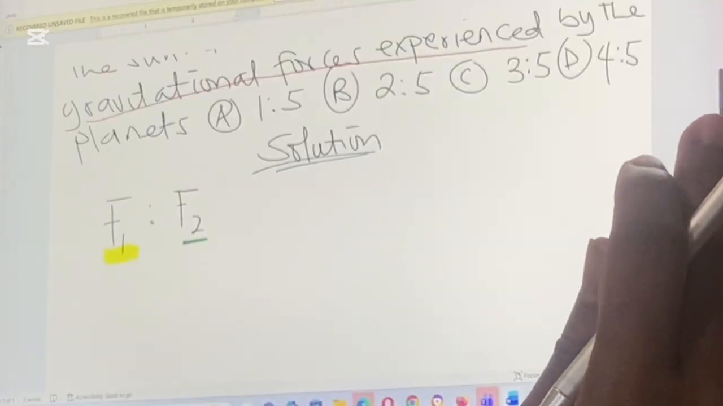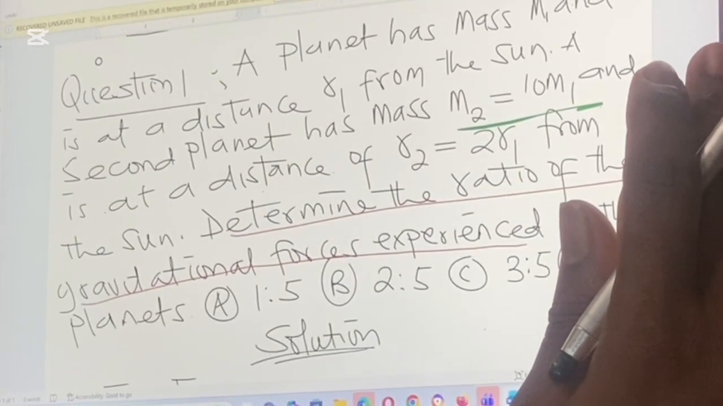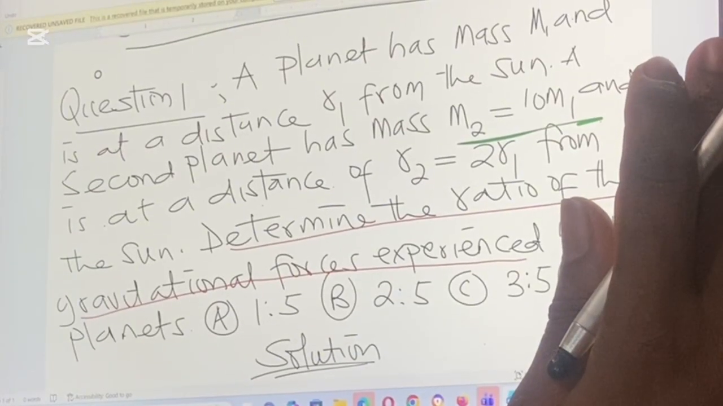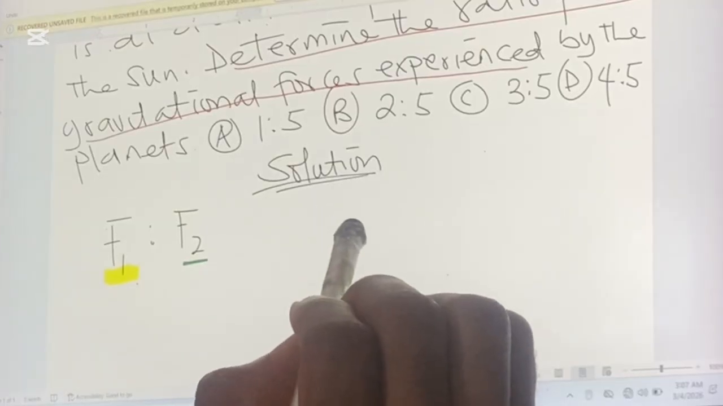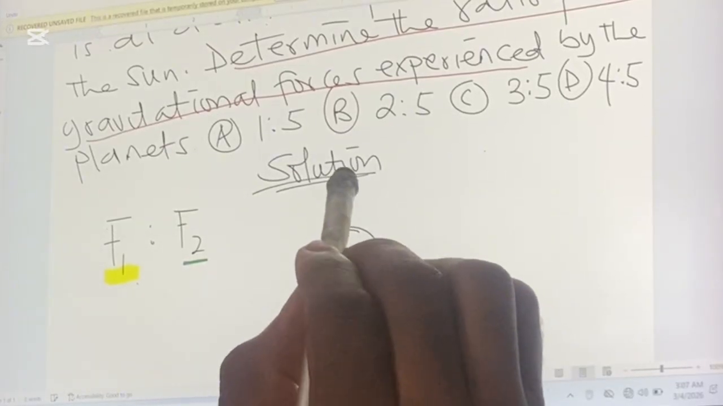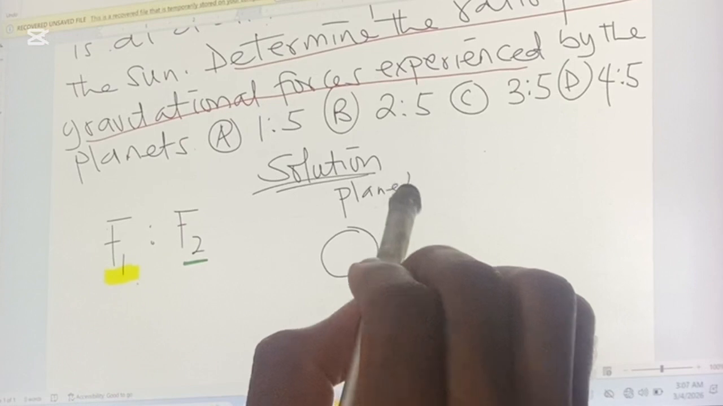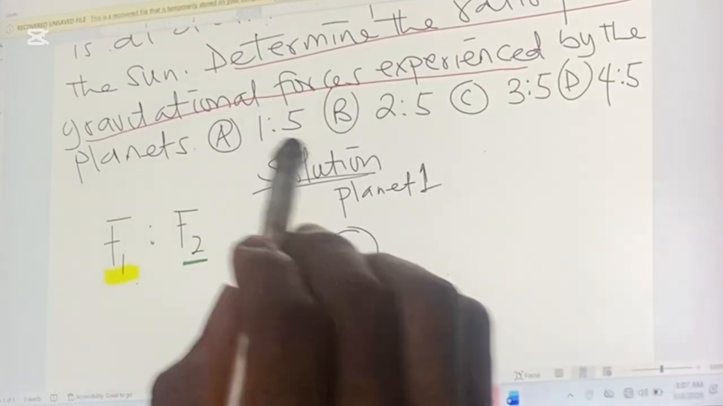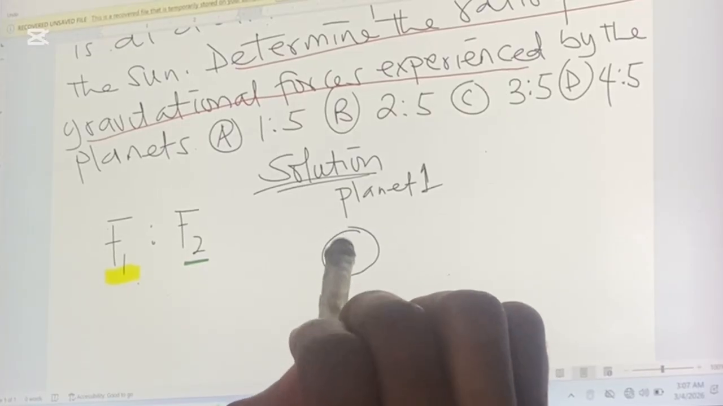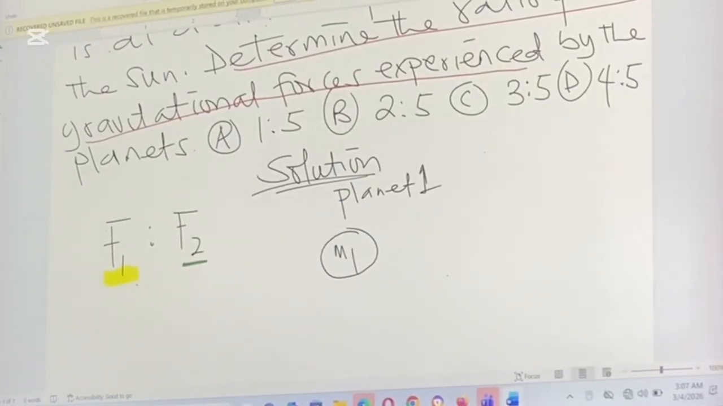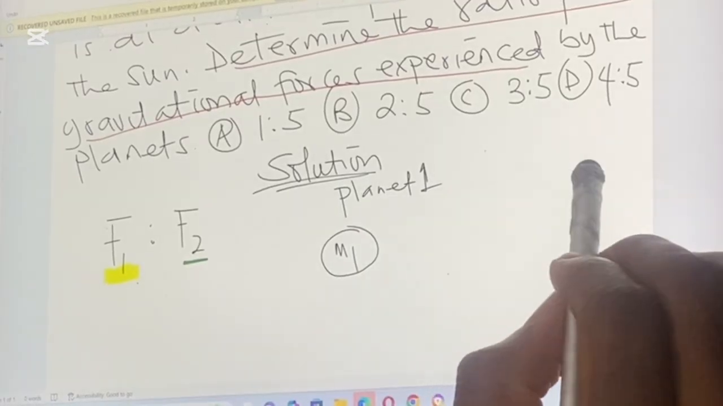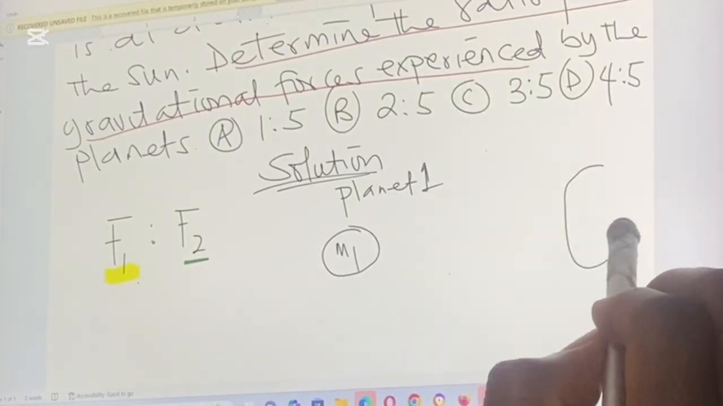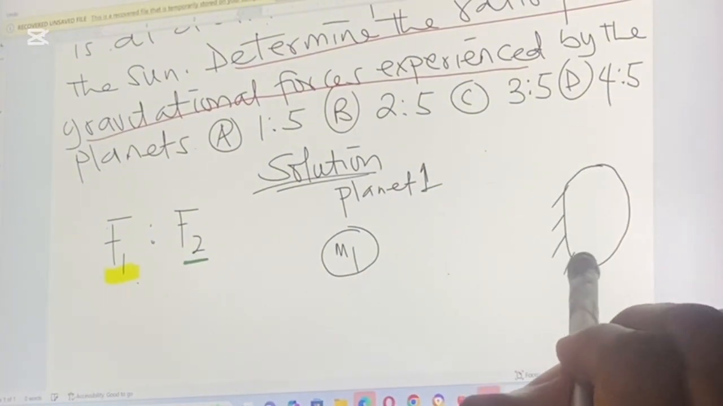Okay? Now from the question, let's know what F1 is, please. Let's say a planet, that is the first planet, planet 1, let's write it clearly, planet 1. This is my planet 1. They said planet 1, which is having m1, please take note, and is at a distance, okay, the distance is r1 from the sun. So let's have this as sun. Please take note.